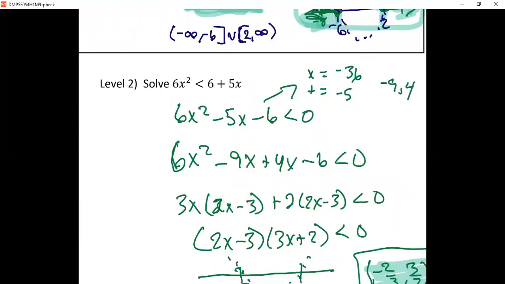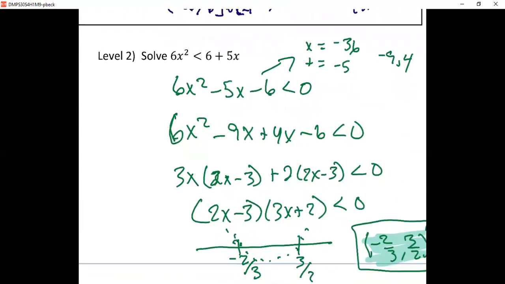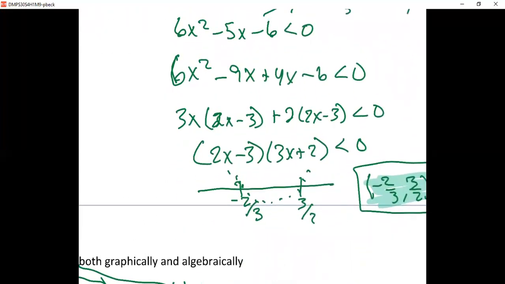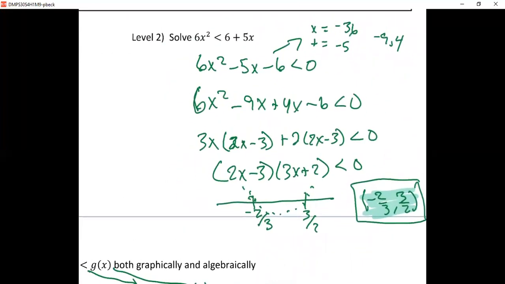Factored out my GCF from these two terms, my GCF from these two terms, and then factored out the GCF from both of these, and that GCF is 2x minus 3. So I have my two zeros, and then I look at the inequality. I want to know where this is less than 0. If I drew a parabola, that parabola would be less than 0 between -2/3 and 3/2.